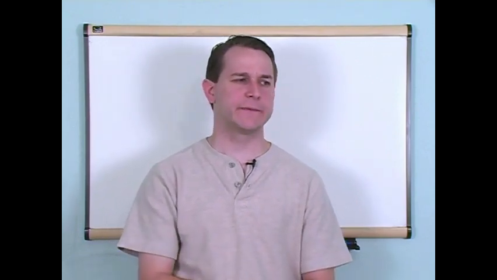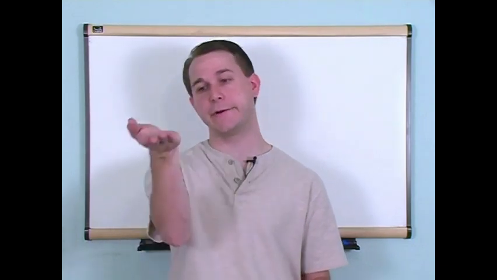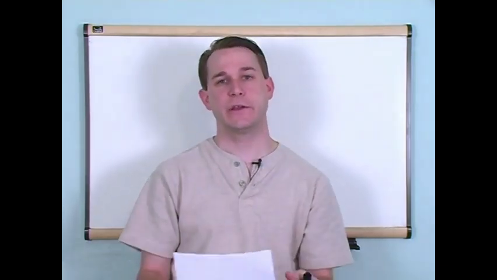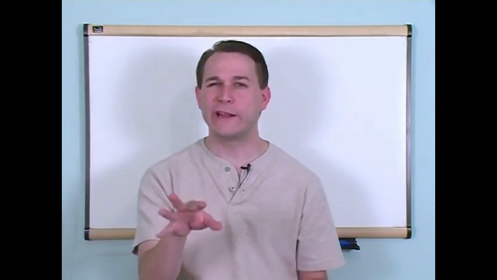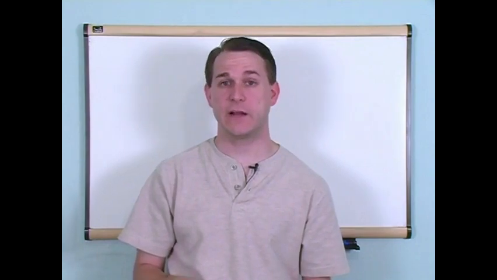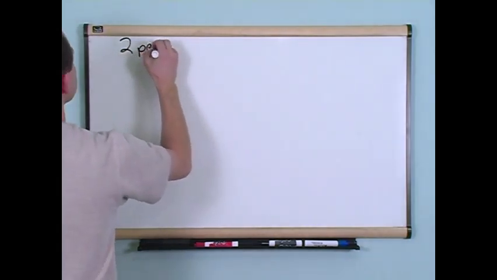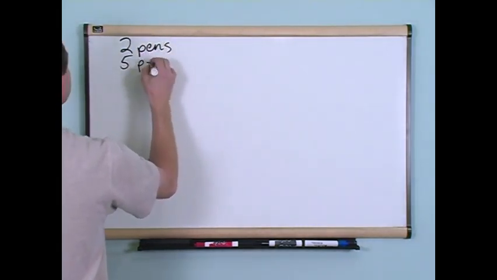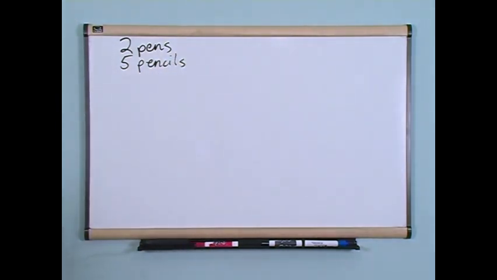Let's say you have 2 pens and 5 pencils. So in one hand you have 2 pens, in the other hand you have 5 pencils. So the question is, what is the ratio, and I'll tell you what that means in a minute, of pens to pencils? So let's figure that out. You have 2 pens and 5 pencils in your hands. What is the ratio of pens to pencils?